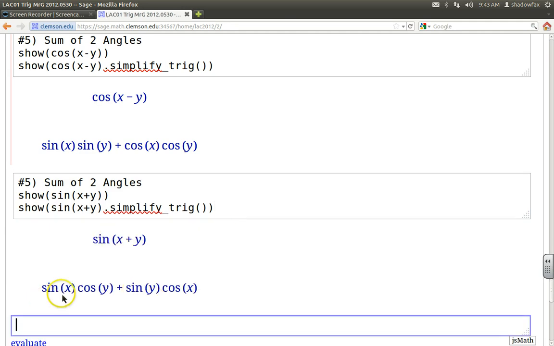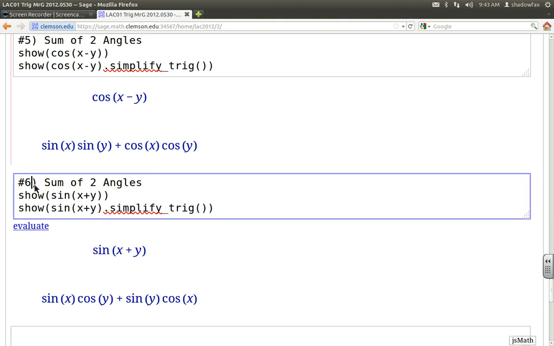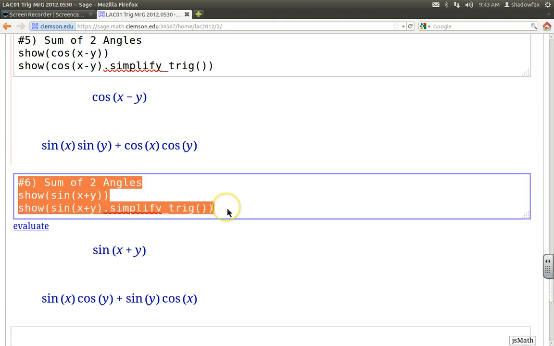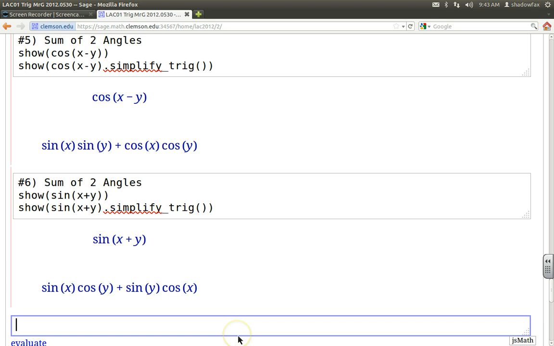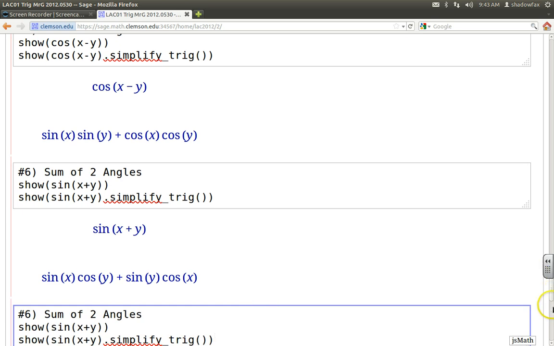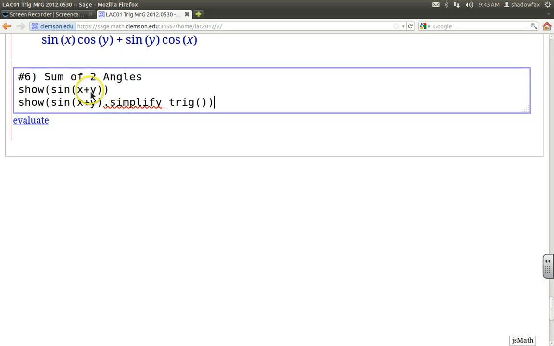So it's sine of the first times cosine of the second plus cosine of the first times sine of the second, is usually how we say it. Okay, but it's there. It's all there. And guess what? Well, that was number 6. Guess what number 7 is? Subtract, sine of x minus y. Right. Do the same thing, but subtracting the 2 angles.